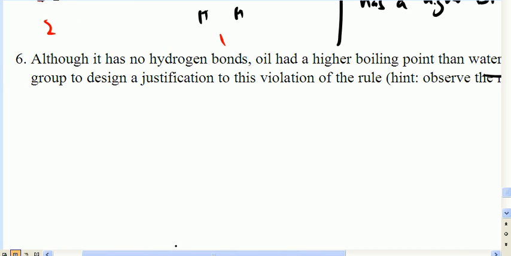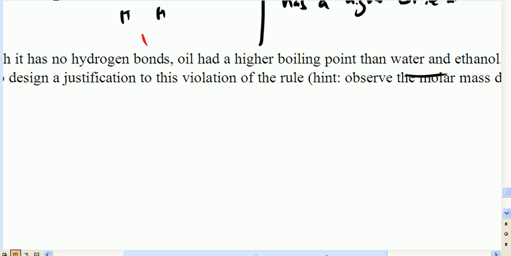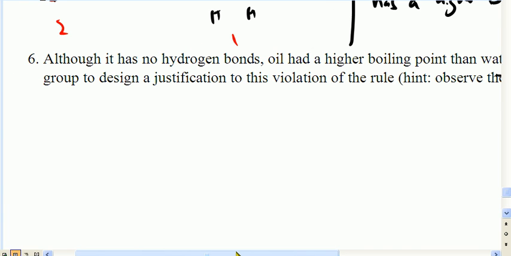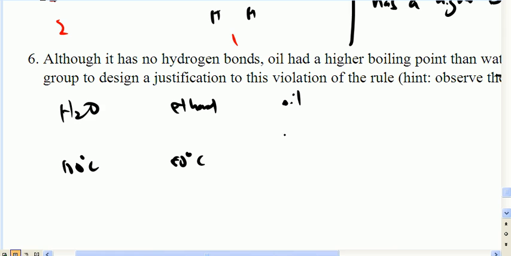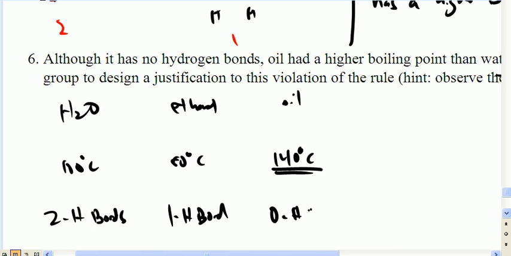And I basically ask you to work with each other to figure out why this rule is violated, and I ask you to think about the molar mass, which is a large hint. So, 99% of the time, the substance with more hydrogen bonding is going to have a higher boiling point. Whereas in this case, you have H2O, 100 degrees Celsius, you have ethanol, 80 degrees Celsius, and you have oil, which was 140 degrees Celsius. So there's a huge discrepancy. 2 H bonds, 1 H bond, 0 H bonds.